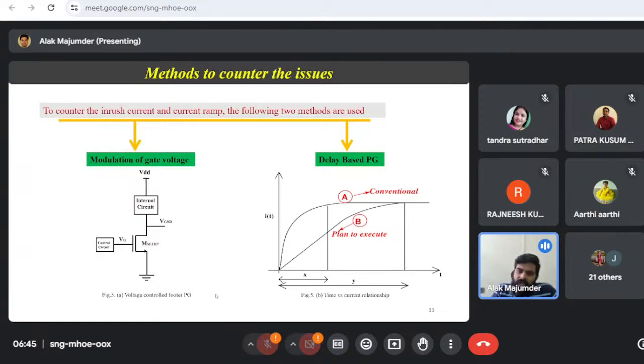So what is the point? You can think of here, plan A is the conventional one, means suddenly you are switching, so suddenly you will get some current. The plan is you give some time during the switching, so current will also gradually increase. So at that time, what will happen? That sudden surge or spike, there is a possibility that it will get eliminated. We'll see.